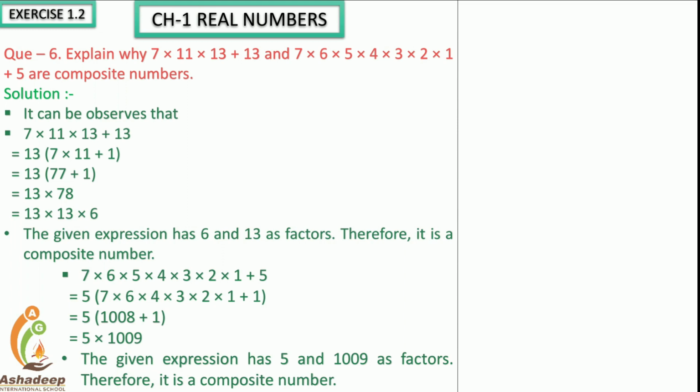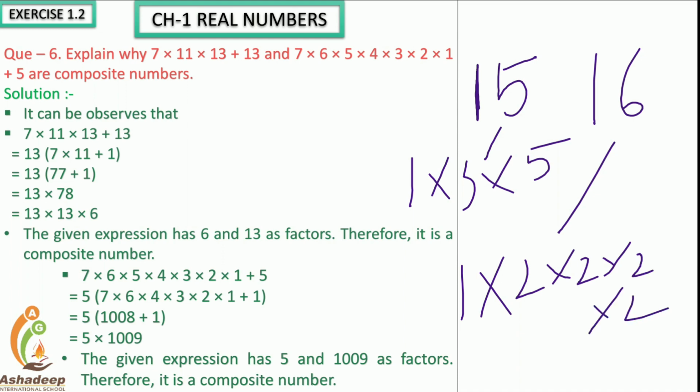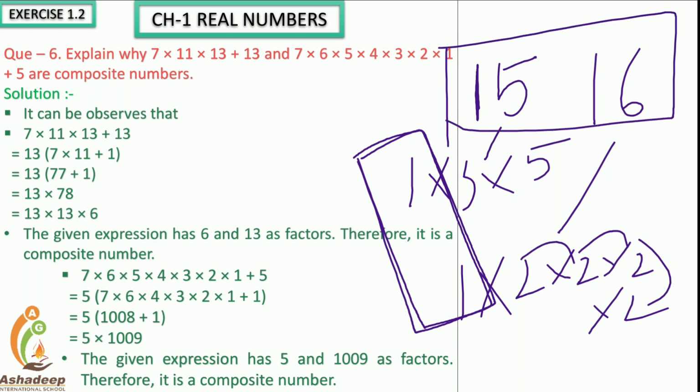See, for example, if I write down 15 and 16, what is the common factor here? 15 is 1 into 3 into 5. What about 16? It is 1 into 2 into 2 into 2 into 2; 2 2s are 4, 2 4s are 8, 2 8s are 16. So here the common factor is not any other number, it is only and only 1. That is why 15 and 16 can be called co-prime numbers. Two numbers are co-prime if they have only 1 as a common factor.